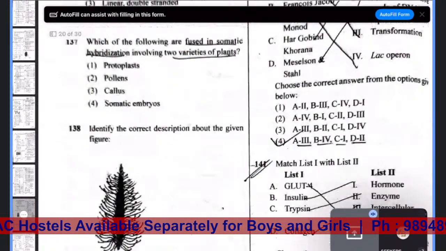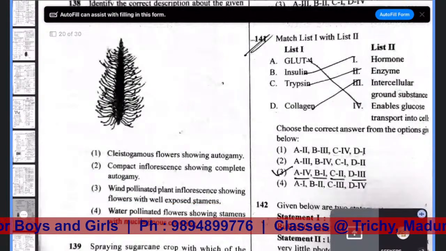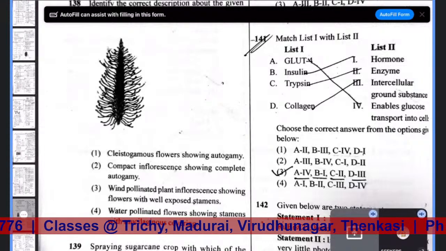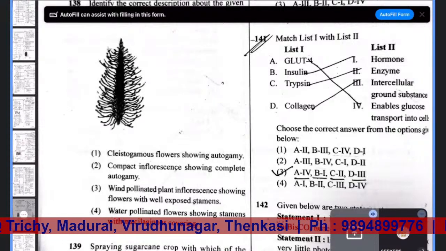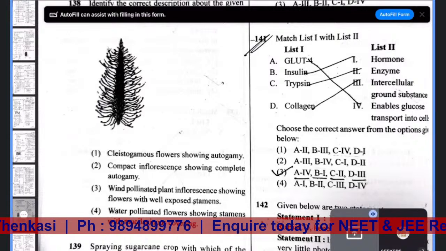Okay. Then question number 141, match list 1 with list 2. This is from your biomolecules chapter. GLUT4 enables glucose transport into cell. Insulin, we know it is a hormone. Trypsin is an enzyme. Collagen is an intercellular ground substance. So question number 141, option 3.